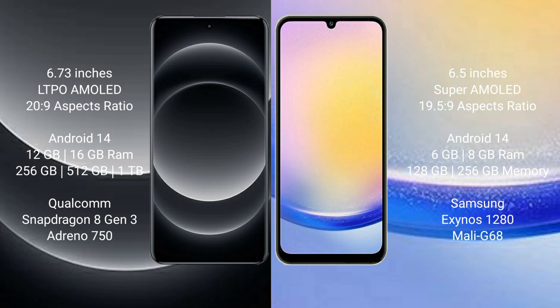Xiaomi 14 Ultra runs on the Android 14 operating system. Samsung Galaxy A25 runs on the Android 14 operating system. Xiaomi 14 Ultra comes with 12GB or 16GB RAM and 256GB, 512GB, or 1TB internal storage. Qualcomm Snapdragon 8 Gen 3 processor, Adreno 750 GPU, Exynos 1280 processor and GPU Mali G68.